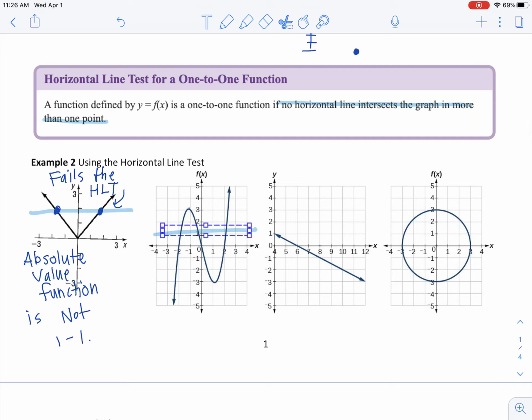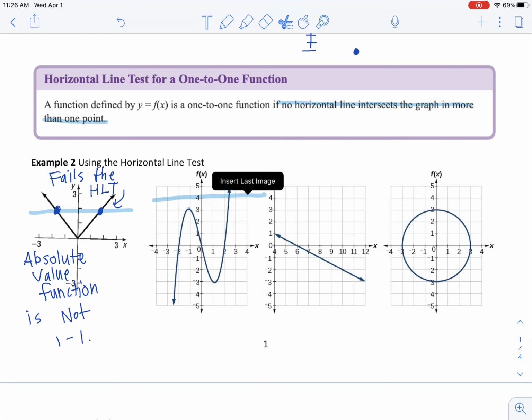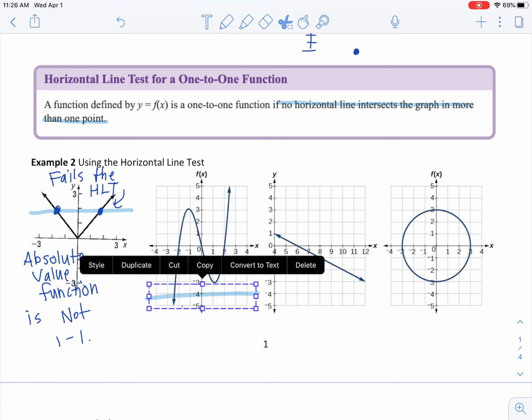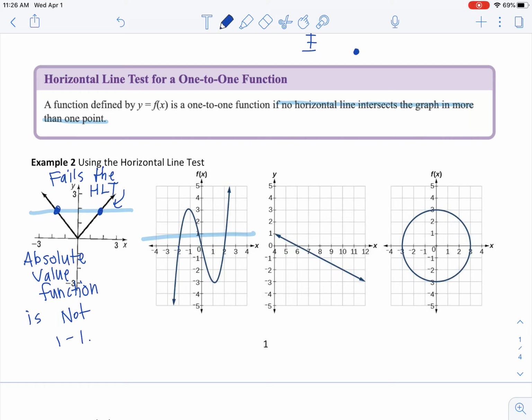If you move this horizontal line up, it's going to pass the horizontal line test at that point. Where else? It's going to pass at that point. But it has to pass everywhere on the graph. So if you draw a horizontal line there, you have 1 point, 2 points, and 3 points. So definitely this graph also fails the horizontal line test. If it fails the horizontal line test, this function is not one-to-one. Okay, let's look at the next one.